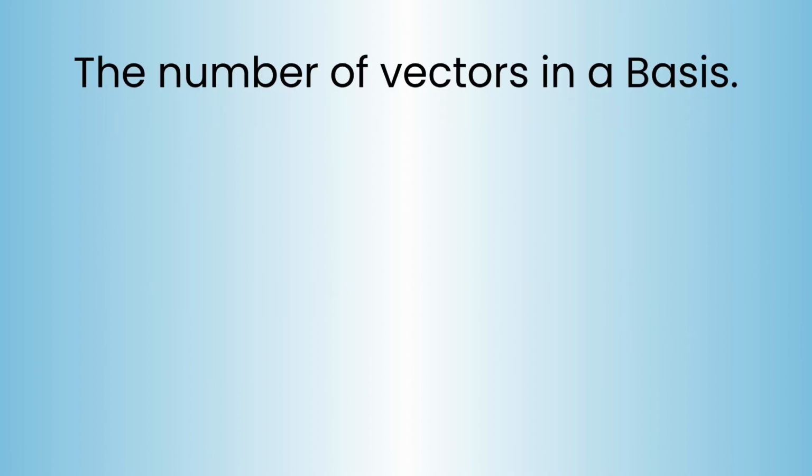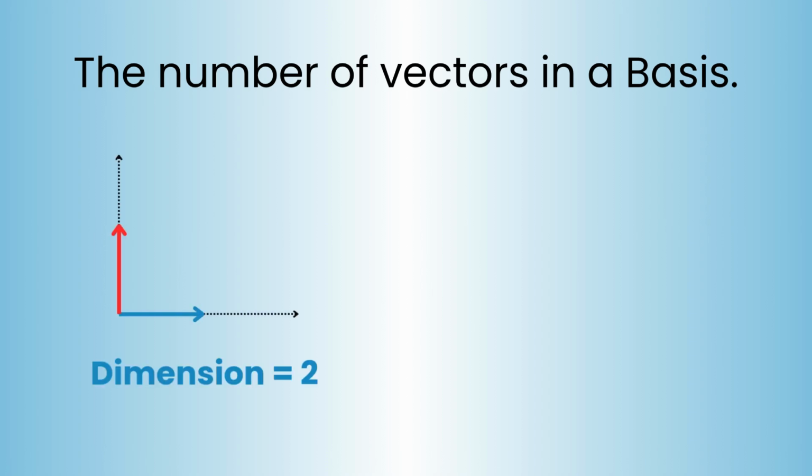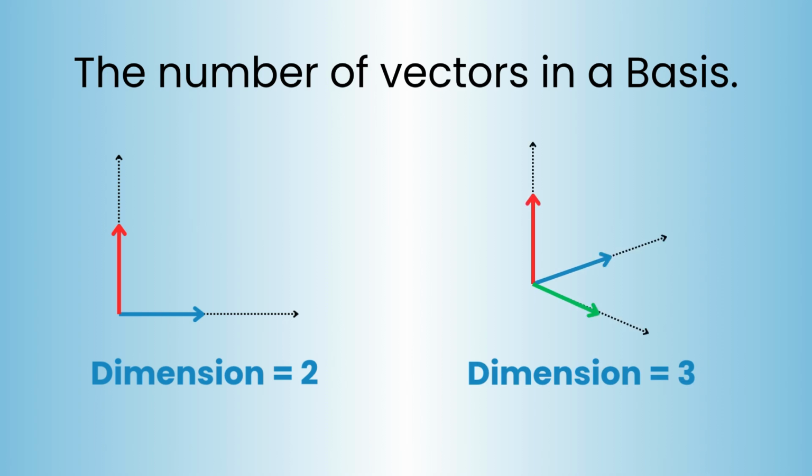Once we understand the basis, the concept of dimension becomes incredibly simple. The dimension of a vector space is just the number of vectors in its basis. If a space has a basis with two vectors, its dimension is 2. If it has a basis with 3 vectors, its dimension is 3. It's that straightforward. But what happens when we apply a matrix transformation?